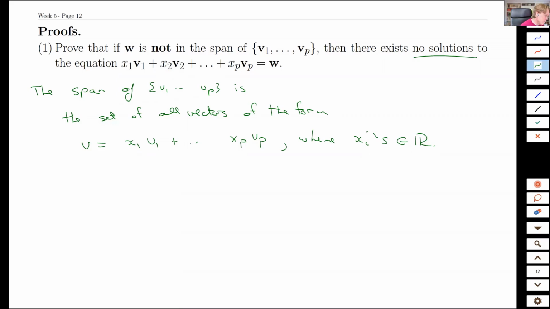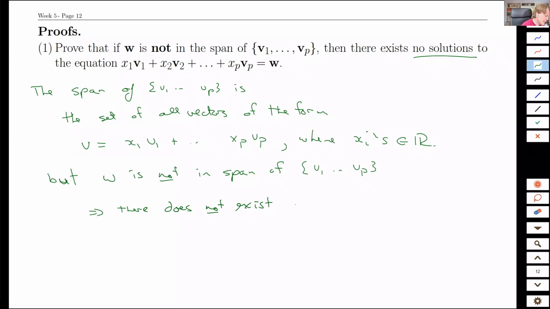Well, then we said W, if W is not in the span of V1 to VP, which means there does not exist xi's, elements of the reals, that satisfy, and this time I'm going to highlight the difference, here's my W equals x1 v1 to xp vp plus that.